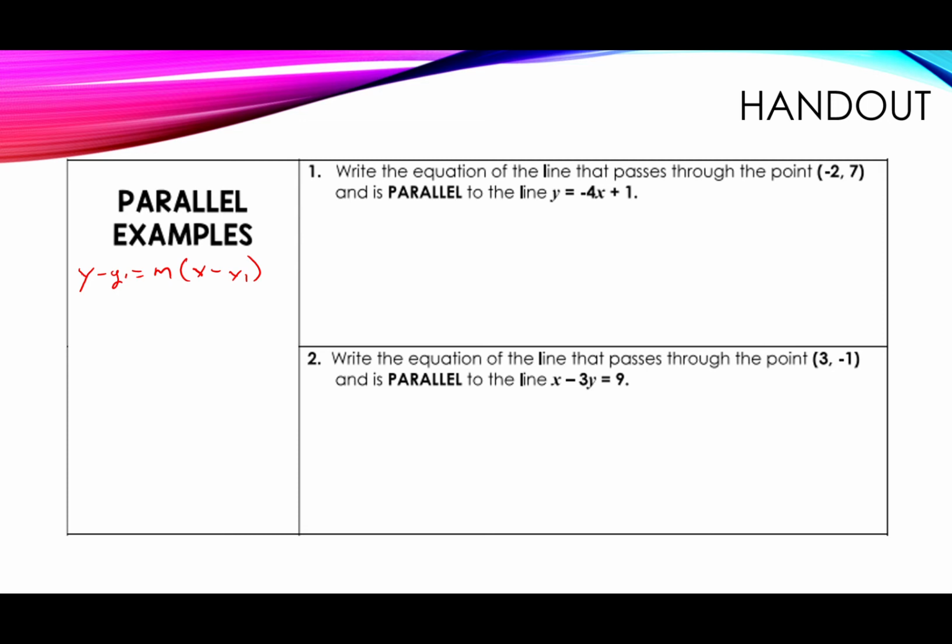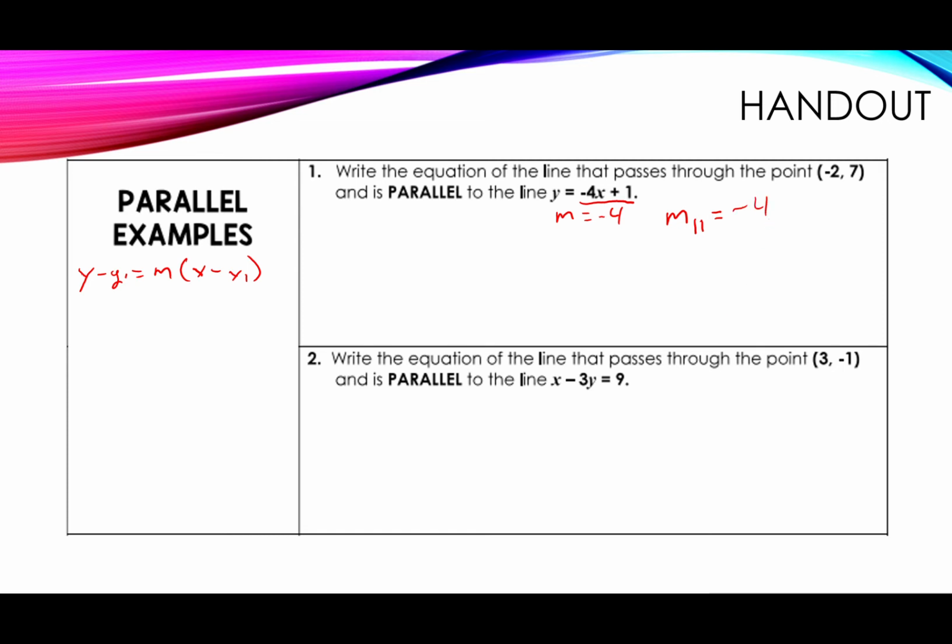Okay, so example 1. Write the equation of the line that passes through the point negative 2, 7 and is parallel to the line y equals negative 4x plus 1. Guys, whenever they ask us to write a line, there should be one thing that you have to do first. Figure out your slope. All right, they want us to be parallel to negative 4x plus 1. Well, my slope here is, hopefully you said it, negative 4. All right, so my parallel slope, and those two bars mean parallel, is negative 4.